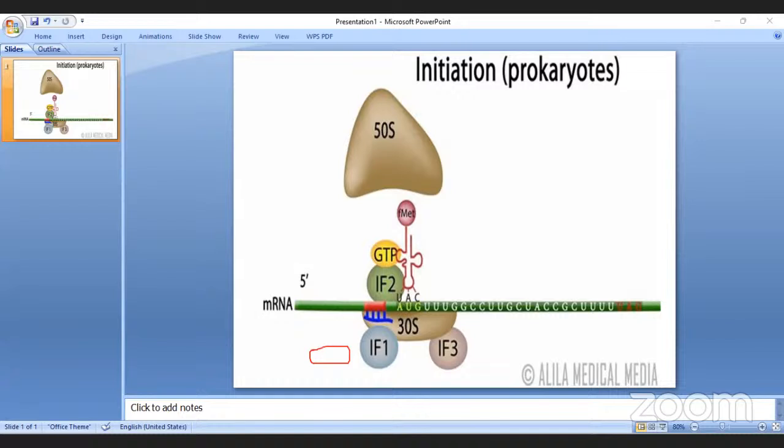Let's see in prokaryote first. First the 30S subunit. The 30S subunit first forms a complex with IF3, which then binds mRNA. Before binding, actually, this diagram is already bound to the mRNA. Before binding to the mRNA, first what happened? Let's draw here.